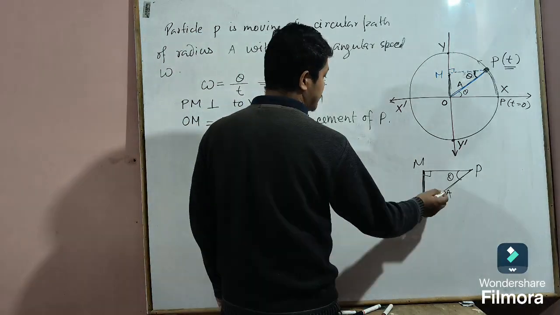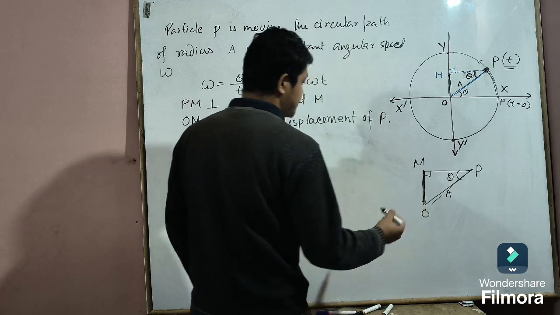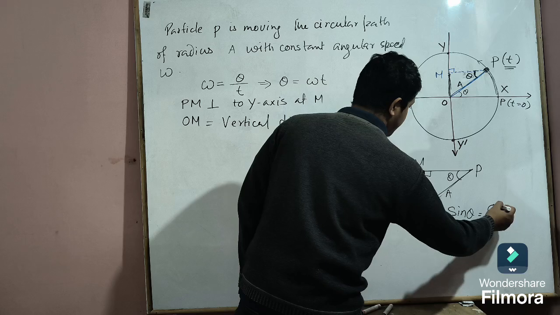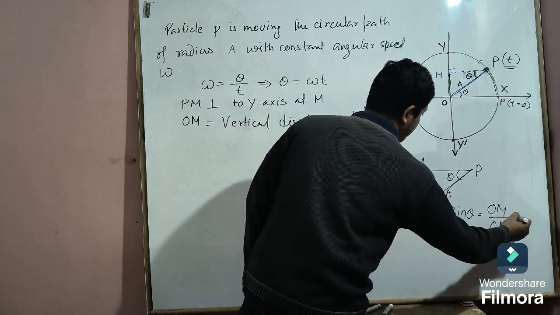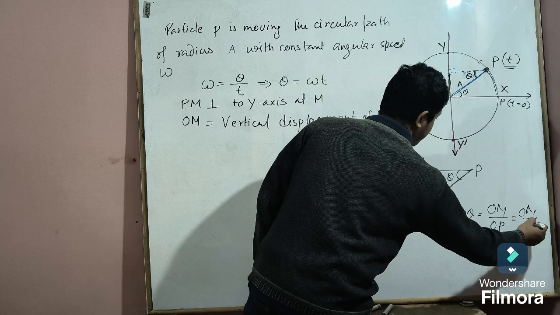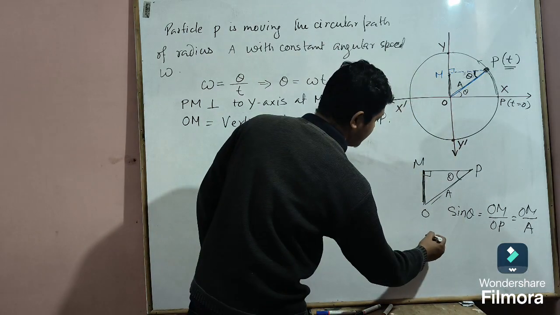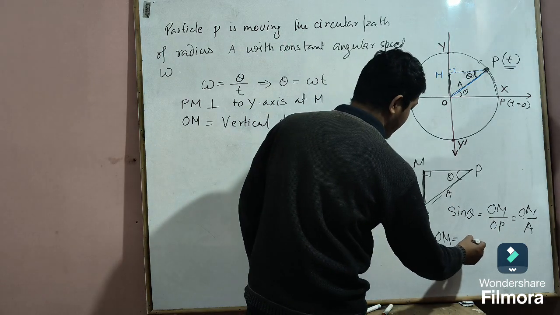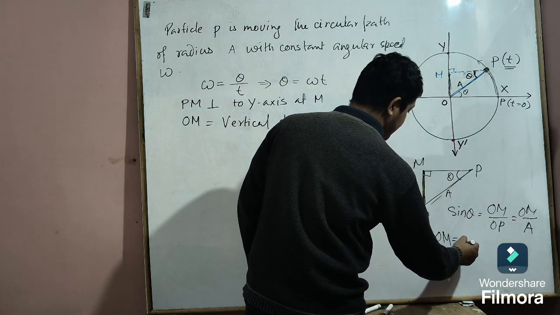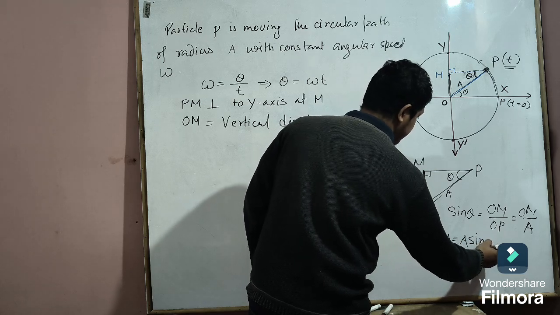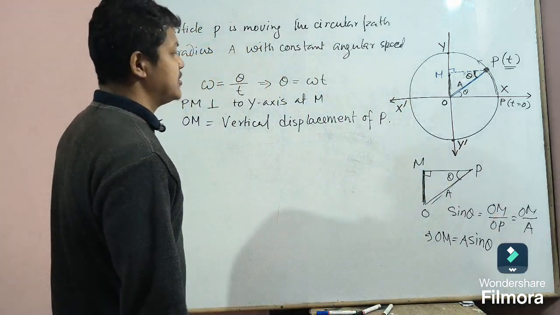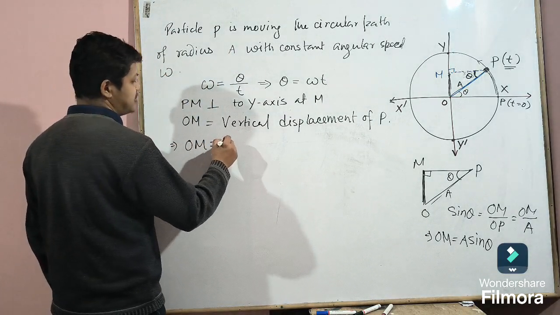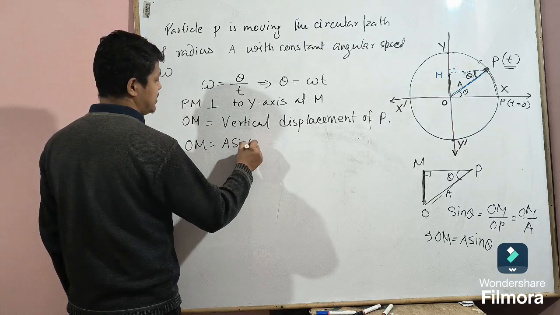And the relation between the hypotenuse and perpendicular is given by sine theta. So from this triangle we can write sine theta is equal to perpendicular OM by hypotenuse OP. So OM is unknown and OP is capital A, right? So that's why OM is equal to A sine theta.